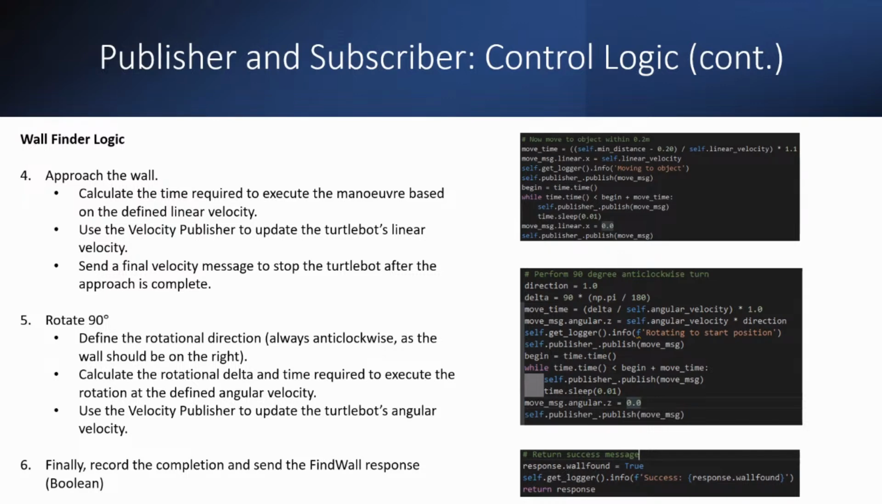next maneuver, which very similarly to the first maneuver is a rotation. Rotate 90, okay. And it's to rotate 90 degrees so that it's parallel to the wall on its right-hand side. Once the maneuvers are all complete, then we return a Boolean statement, in this case, success, that a wall's been found, and we know that the robot's ready to continue on its path.